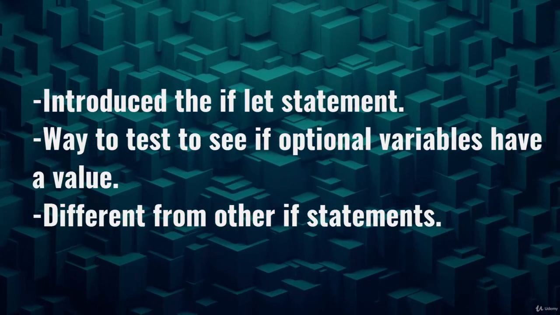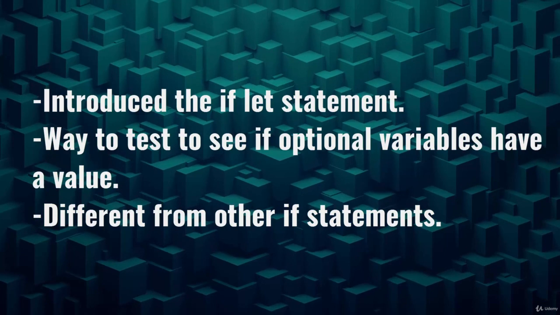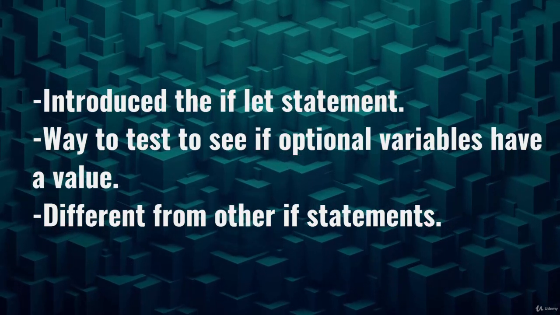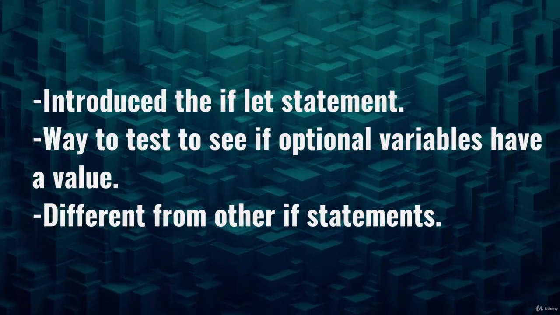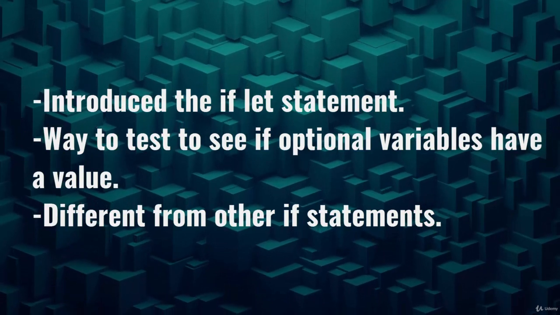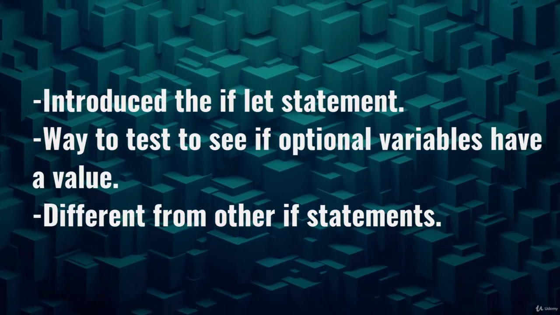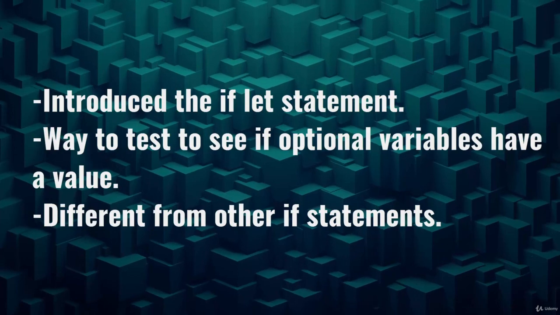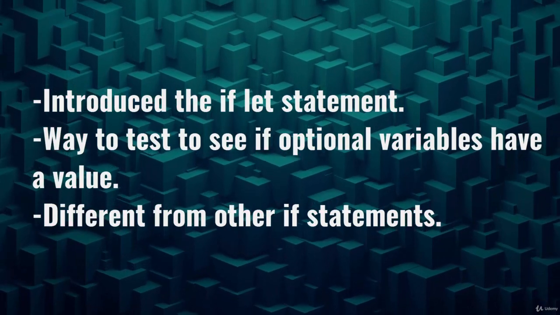So it's different from the other if statements in that those were testing some kind of equality, so if one variable is equal to another, if one variable is greater than another, whereas these if let statements aren't actually running that equality test. It's just testing to see if the optional variable has a value.